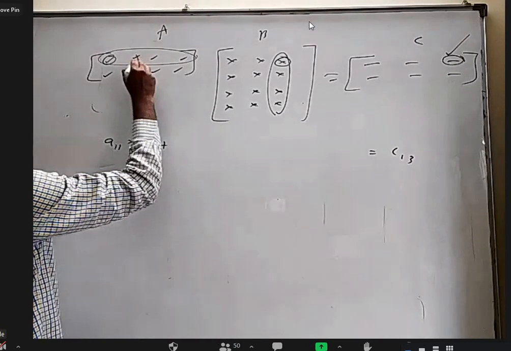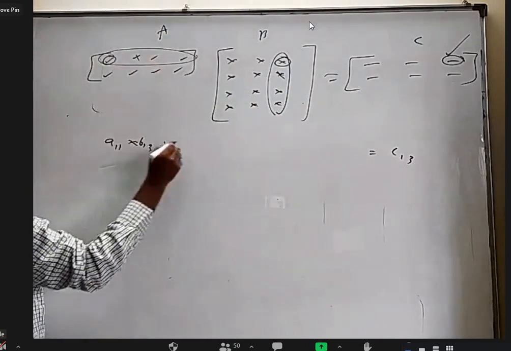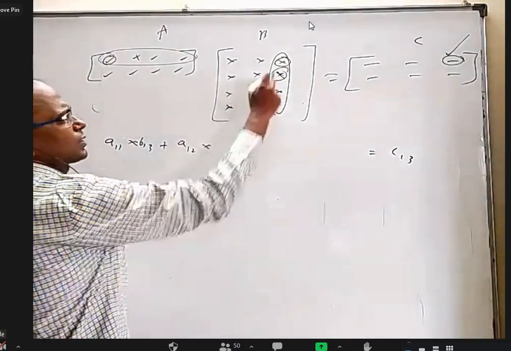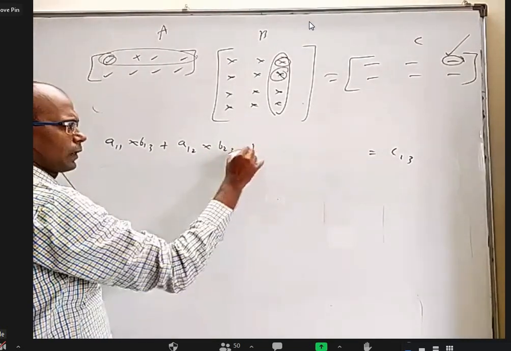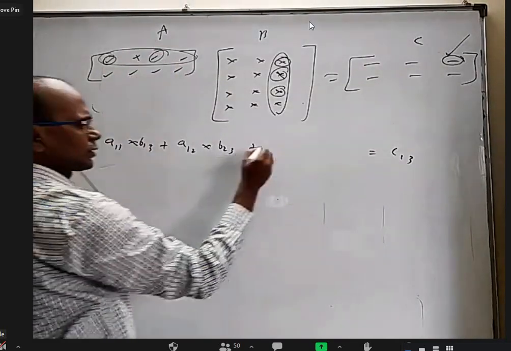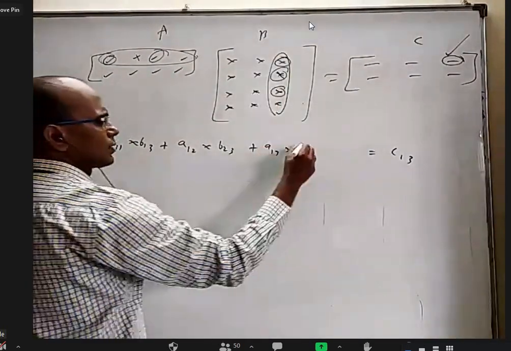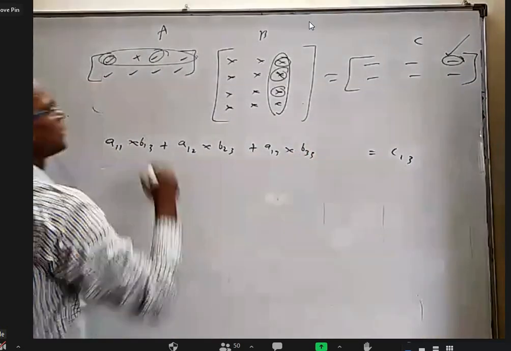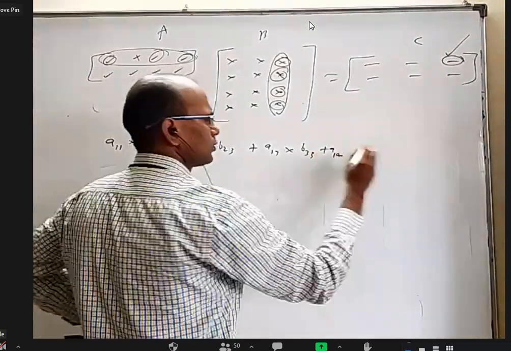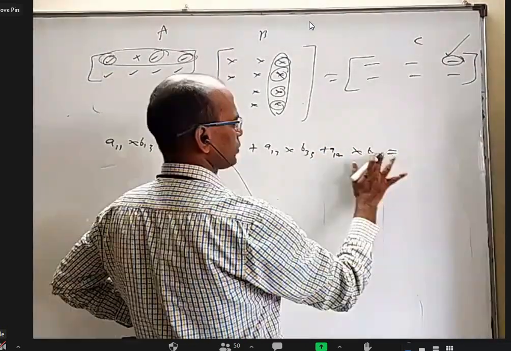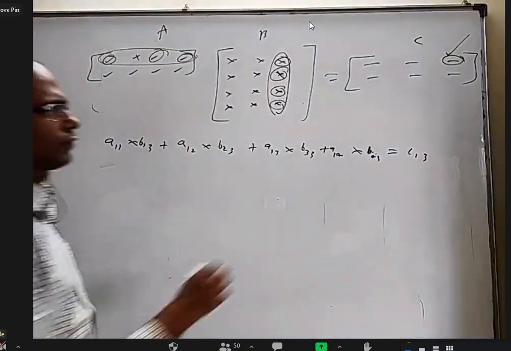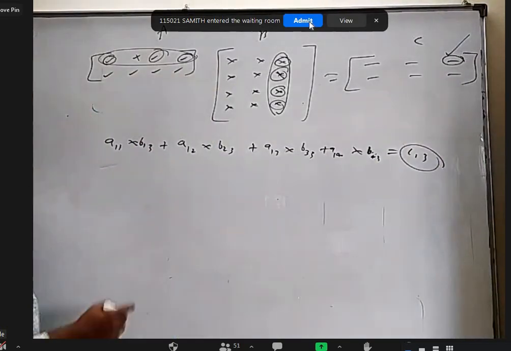Next, I have to multiply this one and this one. What is this? A, first row, second element, A12. And what is this? Second row, third column, B23. Next, let us take this one and this one. This is first row, third element, A13. And this is B33. Next, this one and this one. A14 and B43. Yes, B43.